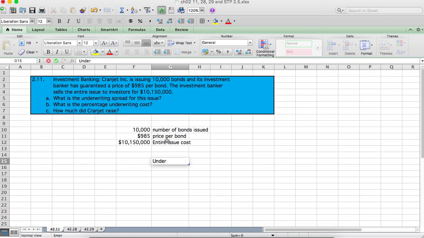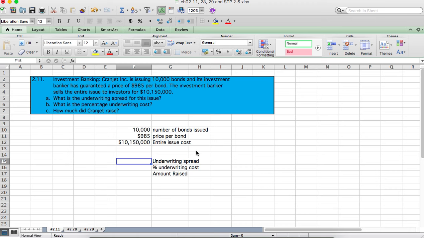Okay. So now the things that we need to figure out are the underwriting spread. We also need to find the percentage of the underwriting cost. And then we want to know how much Cranjet raised, right?